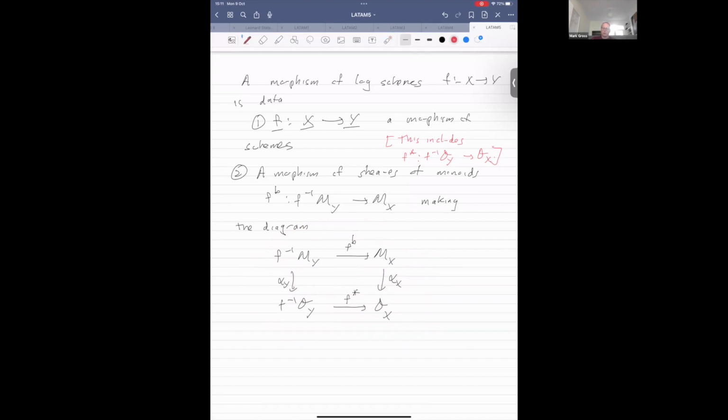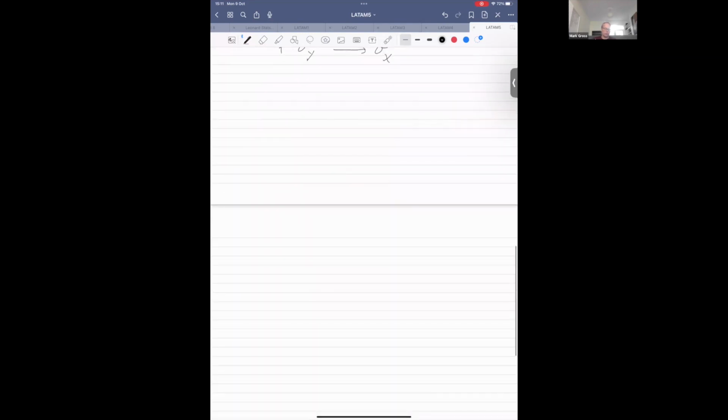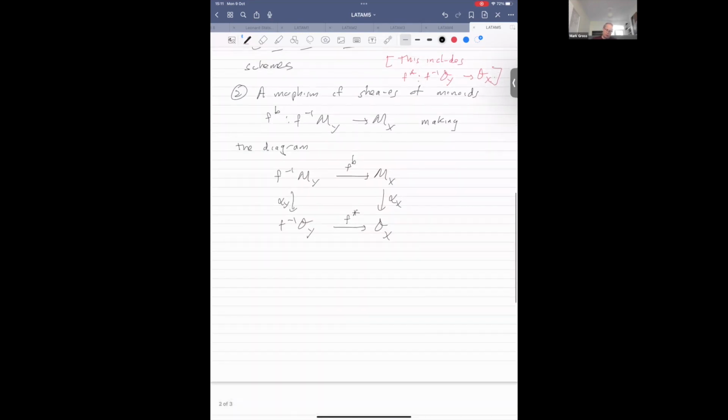Okay, so that should be pretty mysterious at first glance. And now what I want to do is take a little bit of time developing some intuition as to what this is all about. Let's see some examples. Example 0 is the trivial log structure.